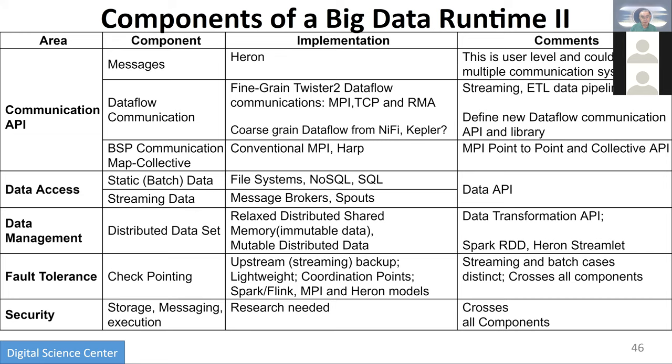And that has a different semantics from the messaging used in MPI, which is typically called bulk synchronous processing, which is a lot of organized collective messages, with lots of processes sending messages to lots of other processes. We have the different data models: file systems, SQL, NoSQL, or streaming data. Those are all different ways of bringing the data to the program. You have to manage the data, and it's typically distributed, and it's in memory, out of memory. It can be mutable or immutable. There, Spark made a major contribution with RDDs, and Heron has a similar concept called Streamlit.